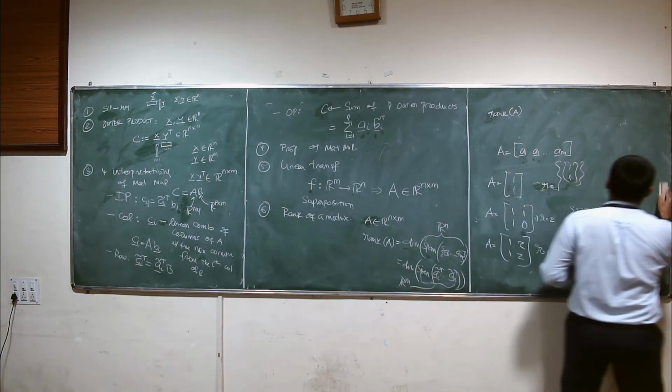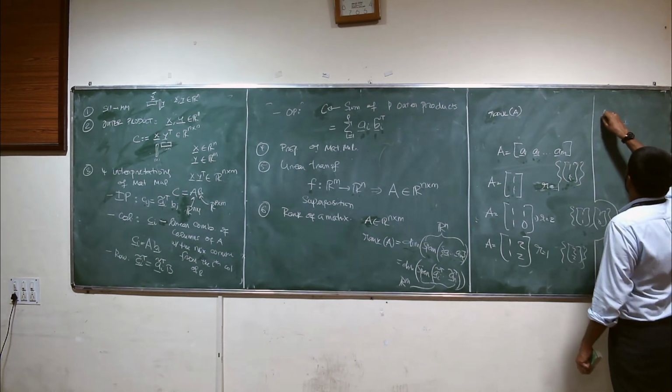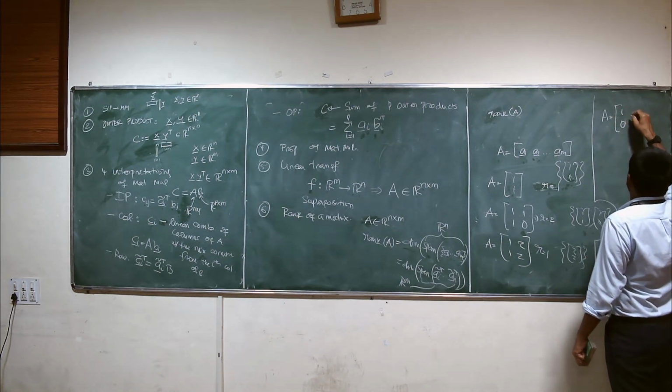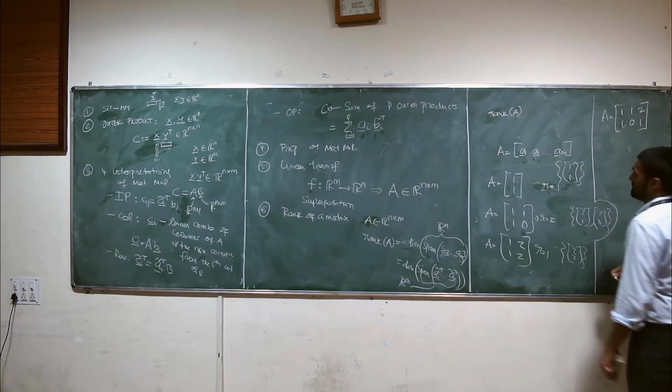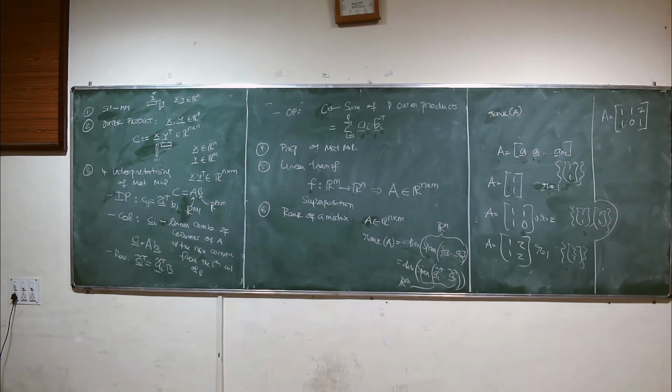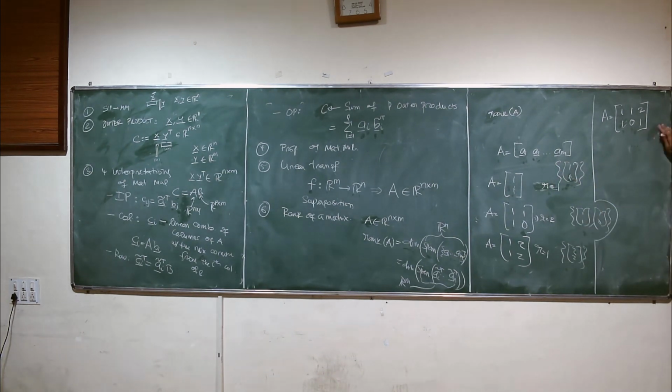Let's look at one more example. One, 1, 0. What is the span of the columns of A? So that means the dimension has to be 2. That means the rank has to be 2. Right? That's according to this definition. What about the linear independence? The use of the linear independence argument.